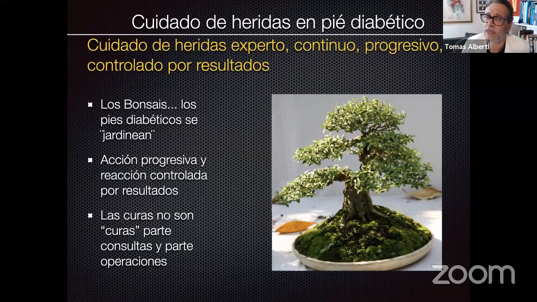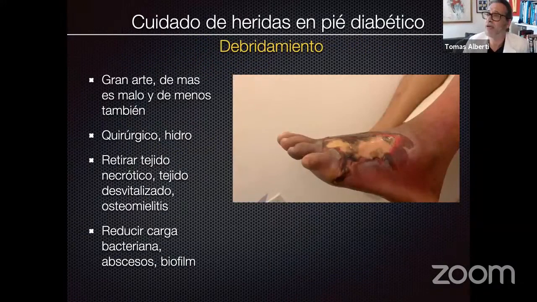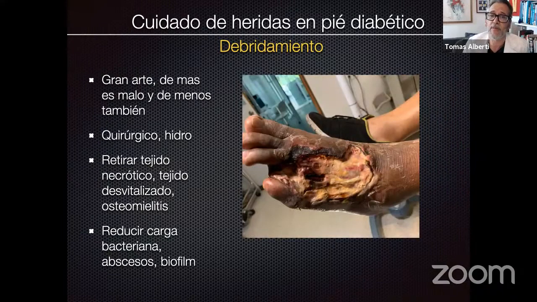¿Cuáles son los elementos del cuidado de heridas? El debridamiento, que es un gran arte, porque si cortamos de más es malo y si cortamos de menos también. Las formas correctas de debridamiento son el quirúrgico y también el hidrodebridamiento. Su propósito es retirar el tejido necrótico, desvitalizado, osteomielitis, reducir la carga bacteriana, abscesos y biopelículas. Pero nosotros no vamos a quitar todo de una vez, porque preferimos quitar el tejido necrótico progresivamente para ver realmente cuál es el potencial de cicatrización de determinados tejidos.